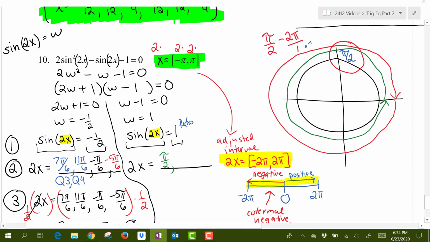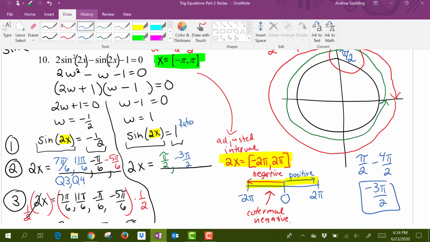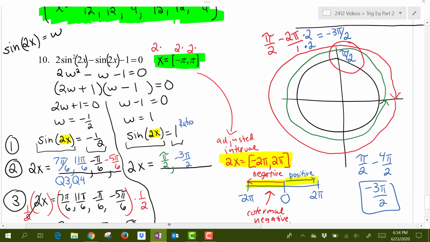Alright, so we're going to multiply top and the bottom by 2 to give those fractions a common denominator. I'll finish it down here. Pi over 2 minus, is that 4 pi over 2? Pi minus 4 pi gives me negative 3 pi, so I get negative 3 pi over 2. So a coterminal solution in the negative direction would be negative 3 pi over 2. Alright, so for that second equation, we get 2x is equal to pi over 2 and negative 3 pi over 2.